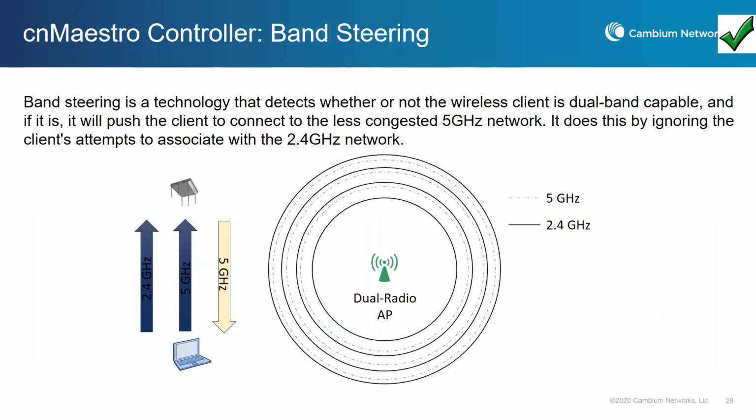Band steering is also another configuration that is done on the CN Maestro. It detects clients capable of 5 gigahertz operation and steers them to that frequency, which leaves the more crowded 2.4 gigahertz band available for legacy clients. This helps improve the experience of end users by reducing channel utilization, especially in places where there is high density. Dual band operation with band steering is configured on a per SSID basis.